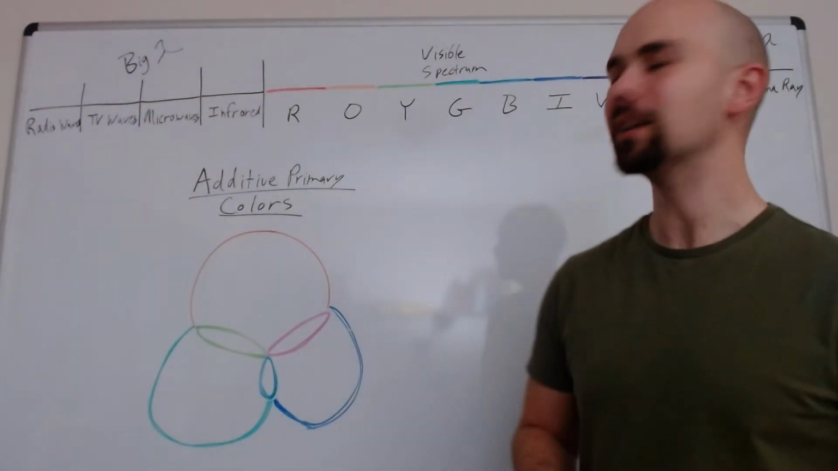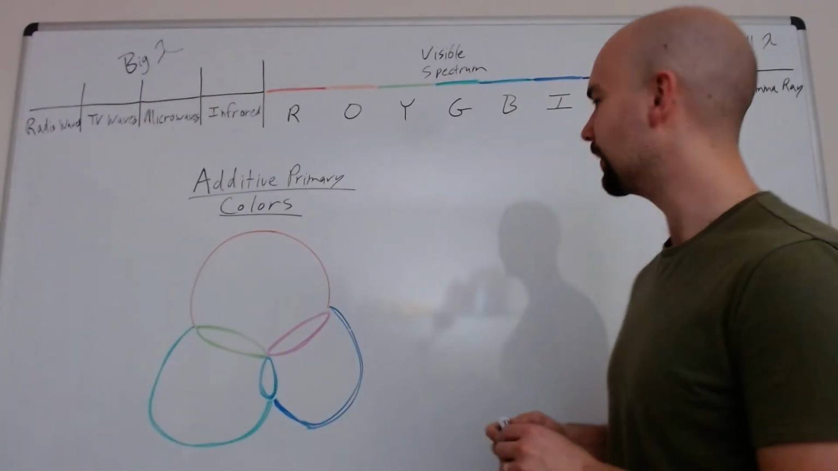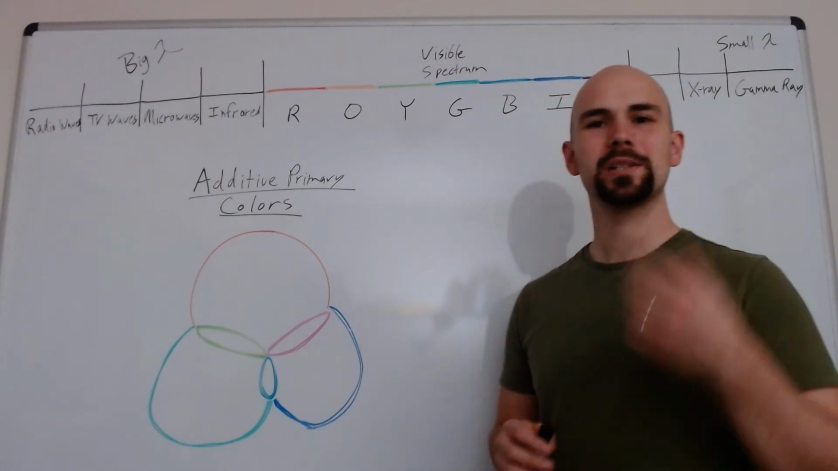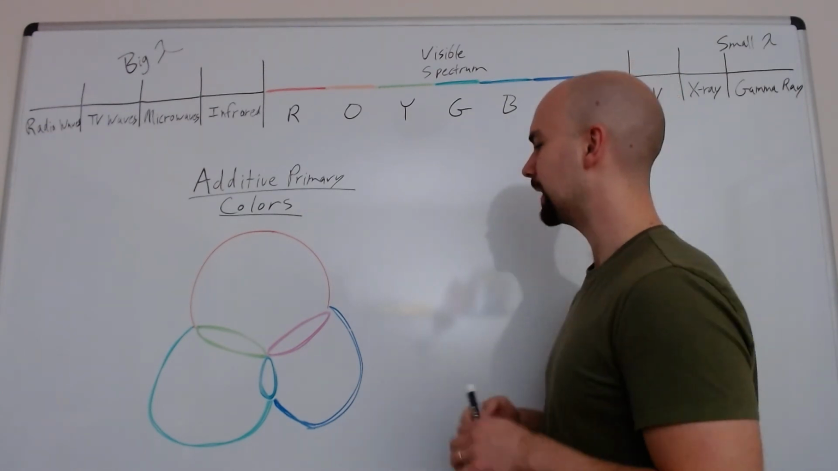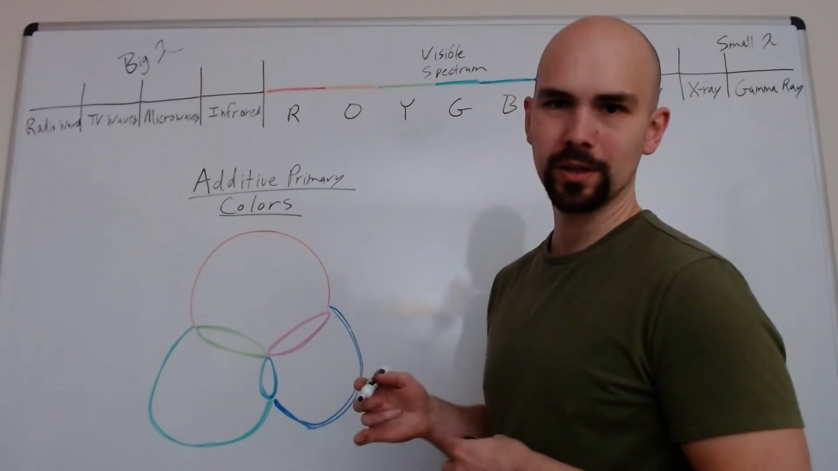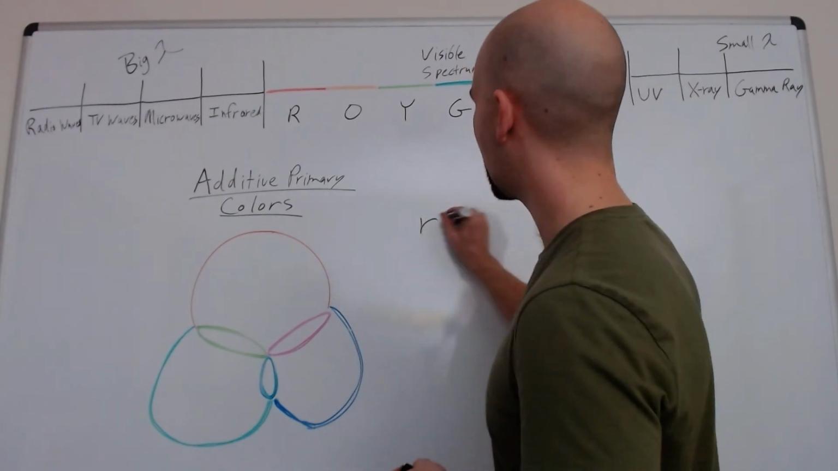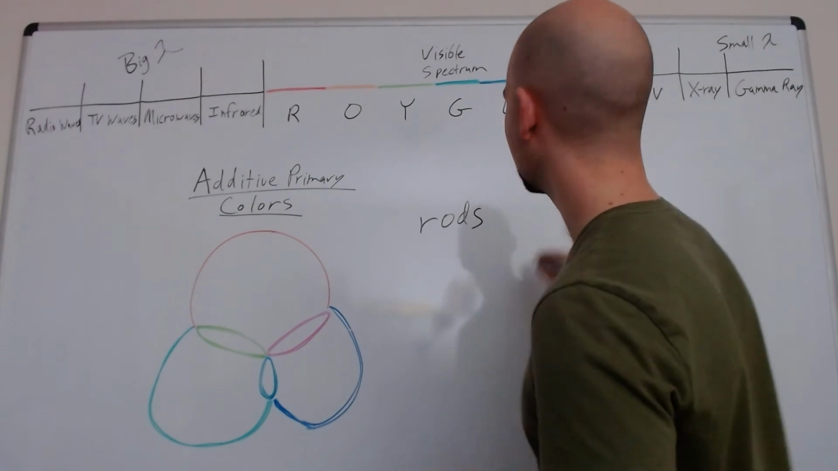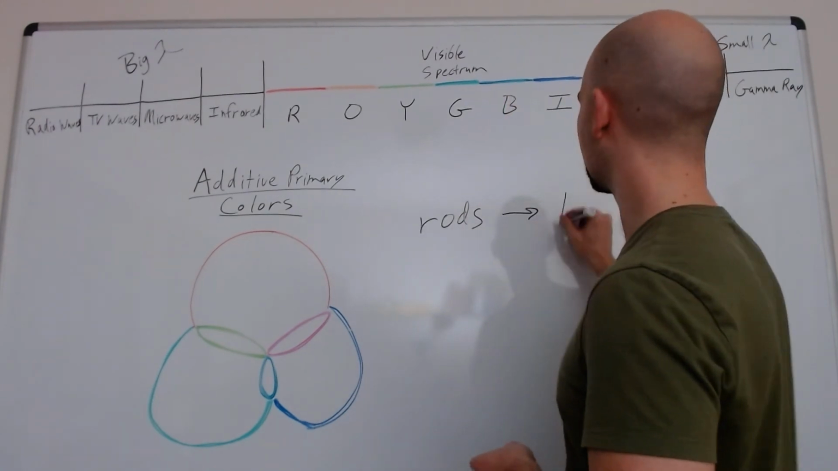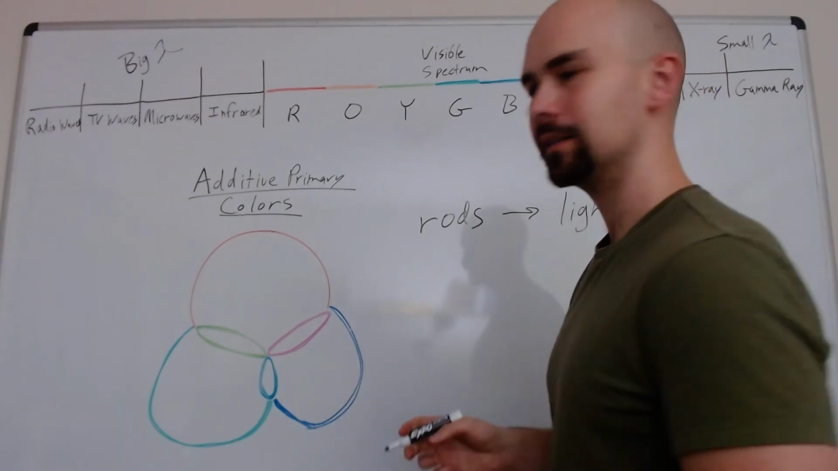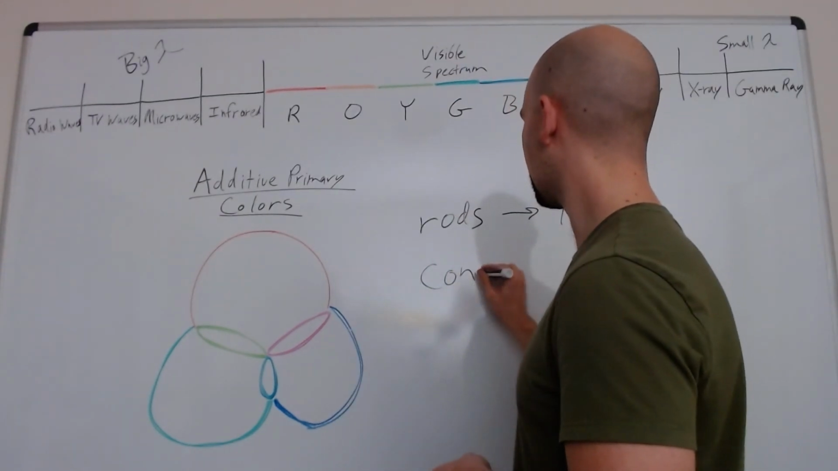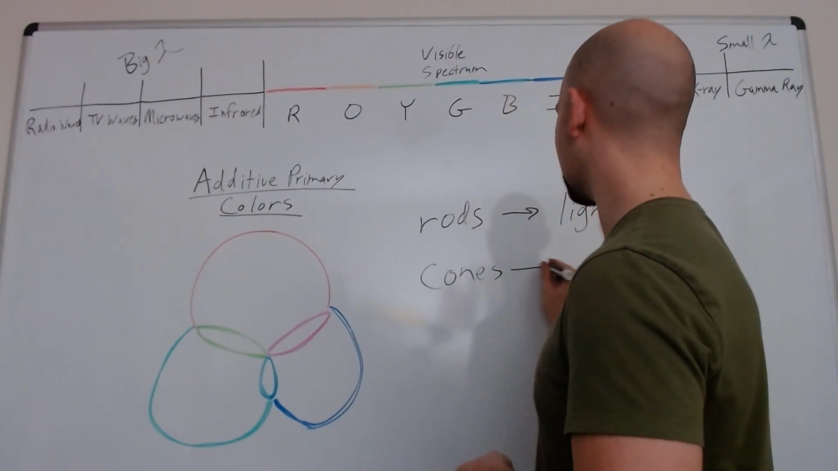I'm going to talk about color and how the eye perceives color. So when light strikes your eye, there are different cells in your eye that will pick up light and others that will pick up color. So rods are the cells in your eye that pick up the difference between light and dark. And then cones are the cells in your eye that discern color.